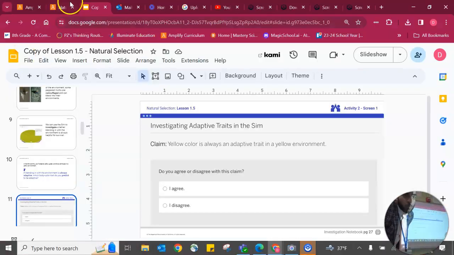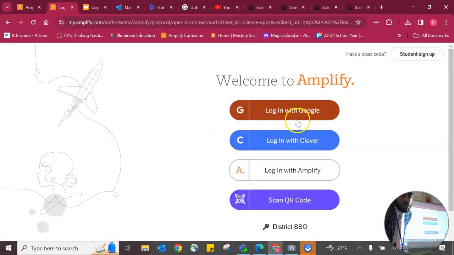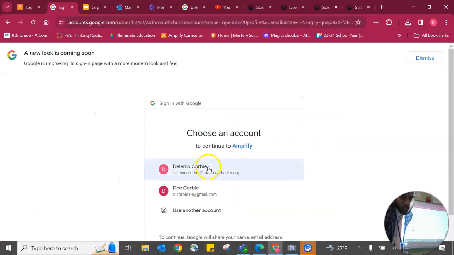Good. So first things first, I'm going to open up my sim. I just heard some things. It just kicked me out. So give me 1 second. Let me log back in.